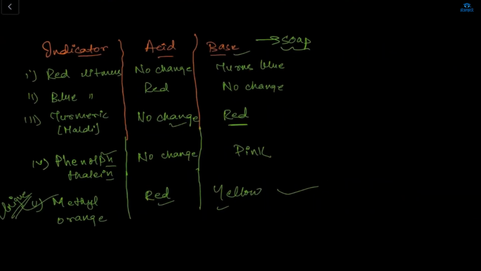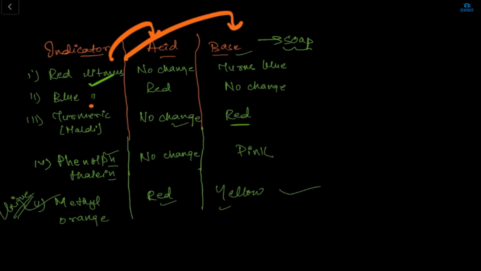Indicators with acid and base. Red litmus: if we put red litmus in acid, it won't change any color. But if we put it into a base, it will turn blue. Blue litmus, if we dip it into acid, it will turn blue. But in the base, there won't be any color change. What about turmeric? If you put turmeric in acid, there won't be any change. But in the base, it will turn red. Phenolphthalein, there won't be any change in acid. In the base, it will turn pink. Methyl orange, red and yellow.